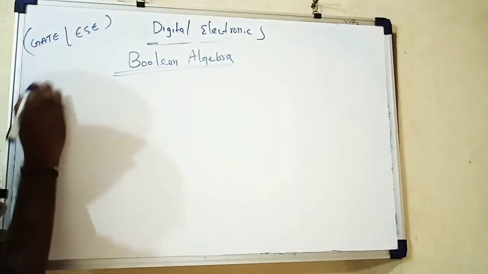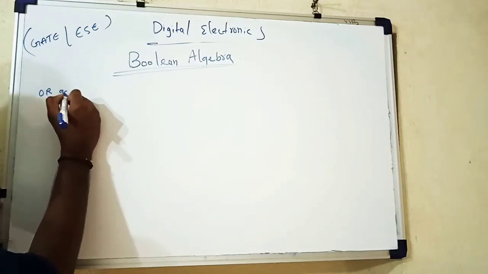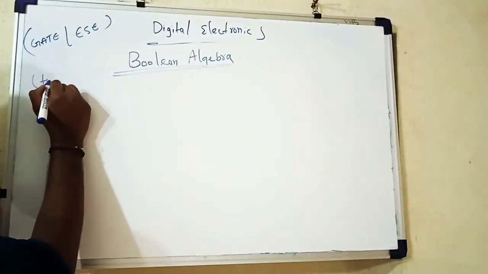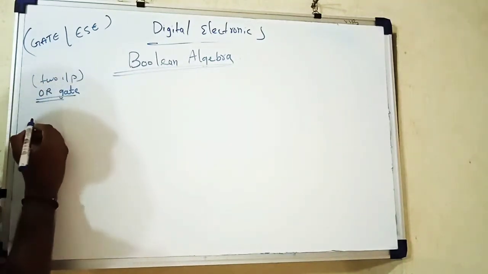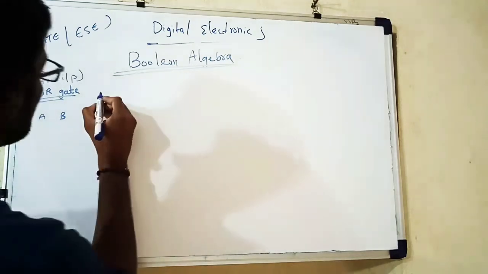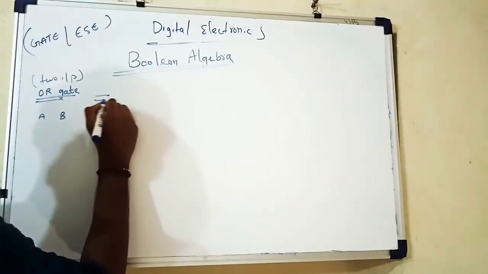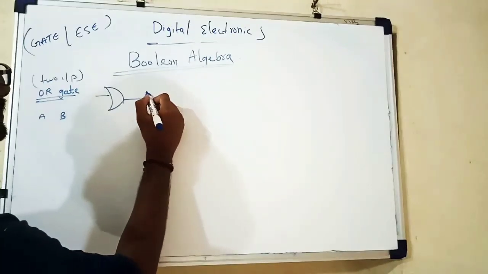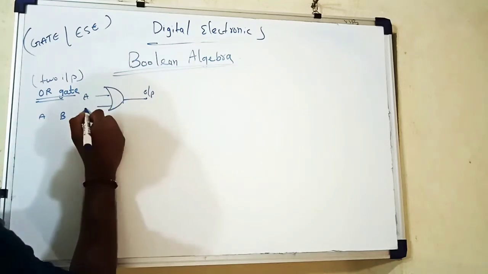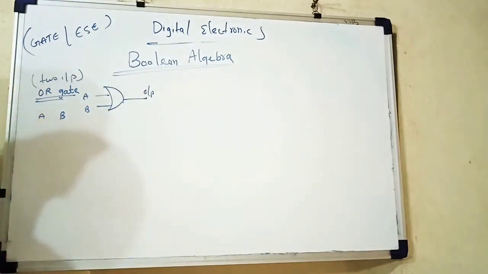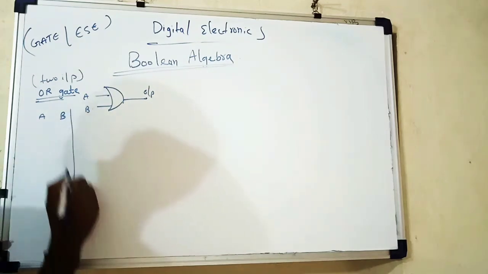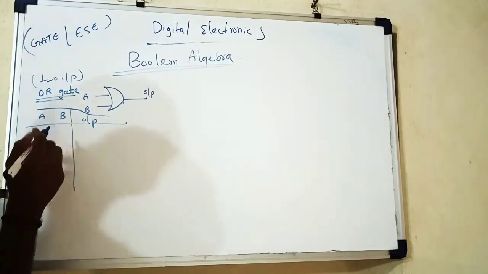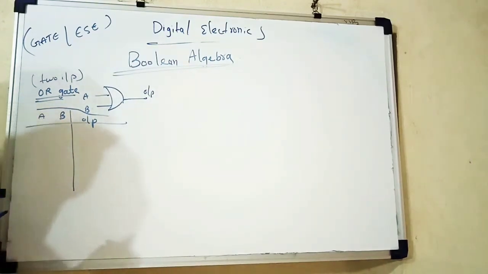This is the OR gate. For all, I am taking a two-input gate. That means there are only two inputs. The logic symbol for this has A and B as inputs and the output. This is for two inputs. For n inputs, there will be n inputs. This is A, this is B, and this is the output. Here we have two inputs, that is 2 bits.